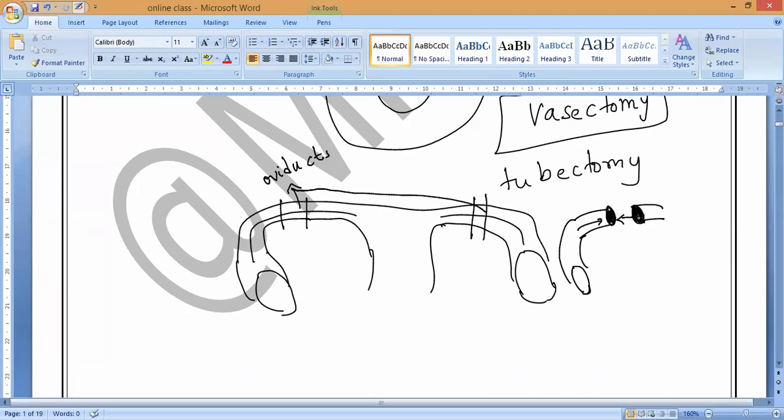Basically, after having one or two babies, it is mostly the women who do this. Men most probably won't go for vasectomy; it is the women who go for this. So the surgical operation carried out in females is called tubectomy. Understand? In this, they cut a small portion of the oviducts and tie both the ends. That's all. That is called tubectomy. Write it: the surgical procedure carried out in females is called tubectomy.